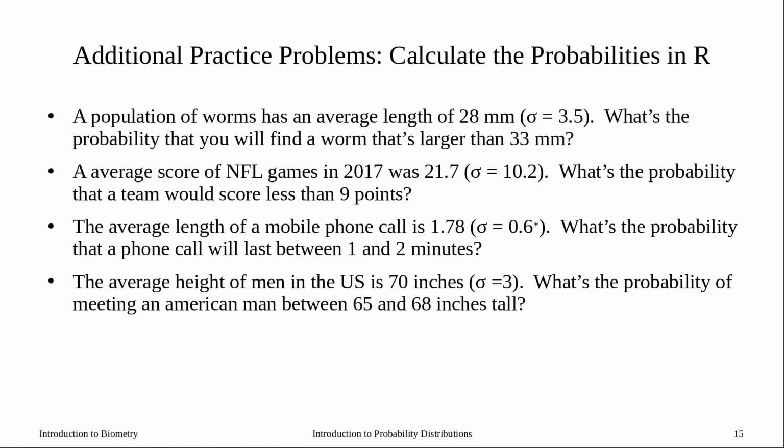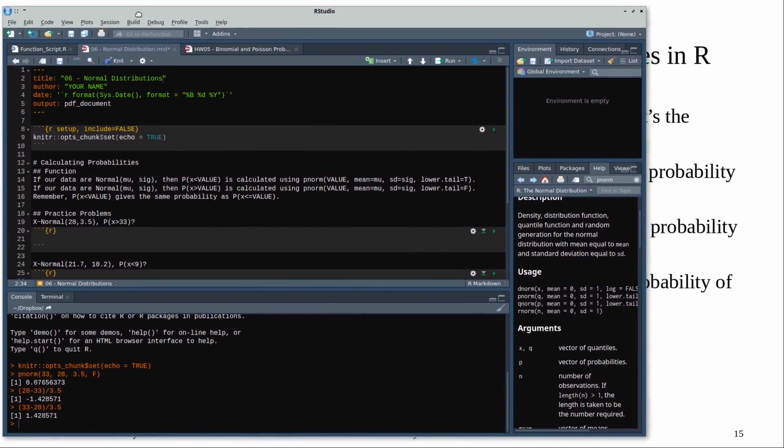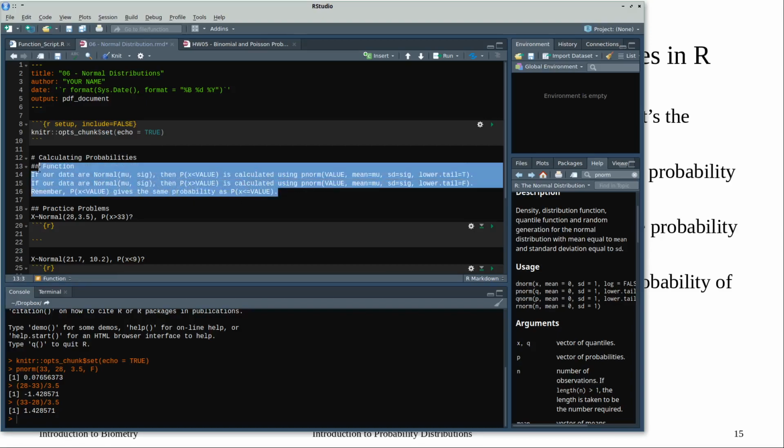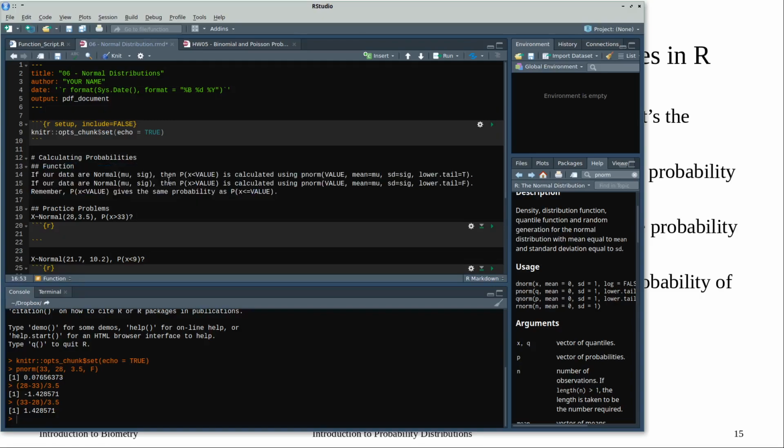So hopefully you had a pretty easy time calculating these probabilities. Let's work through it. In my R Markdown document, I went ahead and described what we are calculating using this pnorm. I do this just so I have a record, especially useful on a quiz or a test.